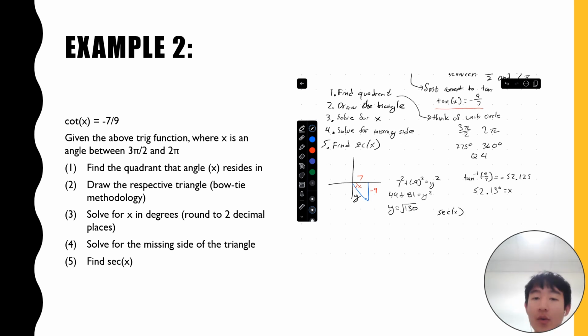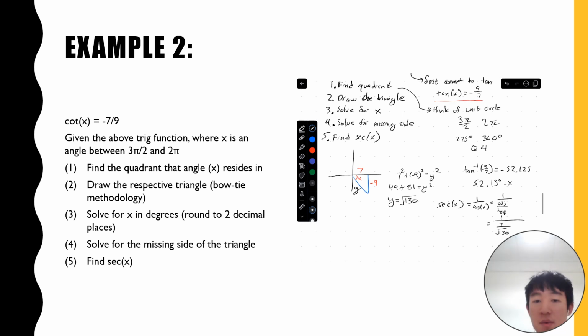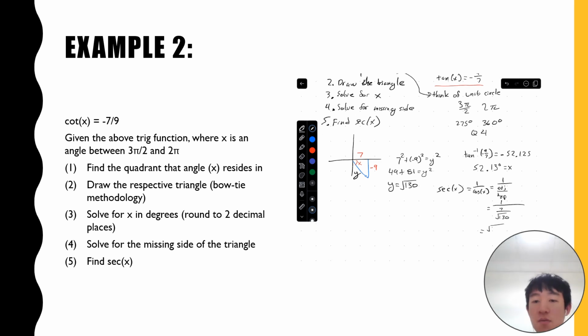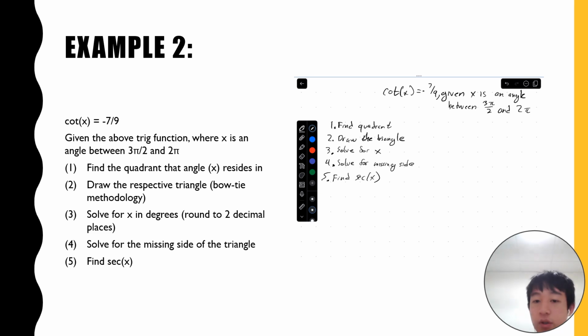And finally, we want to solve for secant of x. Again, just like our previous problem, we already have the triangle drawn out. Secant of x is the same thing as 1 over cosine of x. In this case, our cosine of x is going to be adjacent over hypotenuse. So we can rewrite the fraction as 1 over adjacent over hypotenuse. And that in itself is going to be equal to 1 over our adjacent side, which is going to be 7, over the hypotenuse, which we just solved to be root 130. And now if we take the fraction of a fraction, all we do is just flip the numerator and denominator, and our final answer for secant is going to be root 130 over 7.